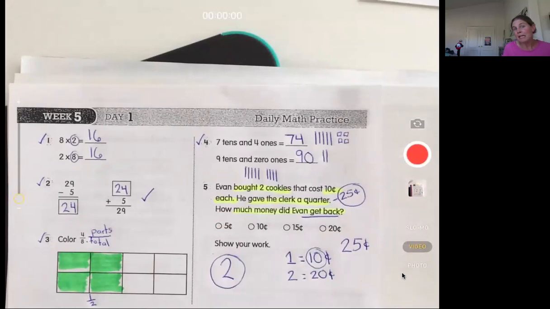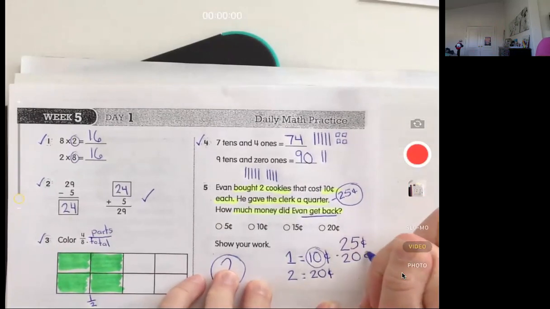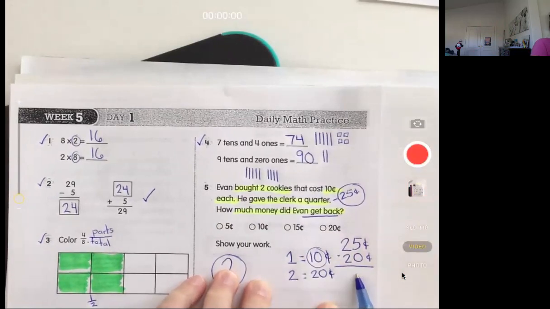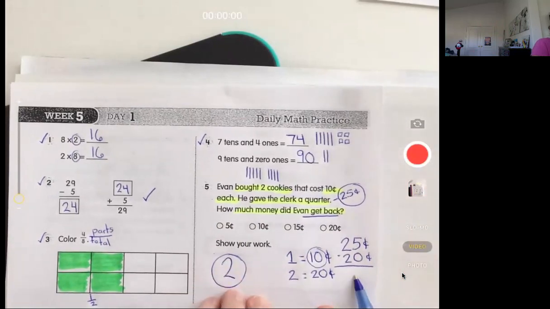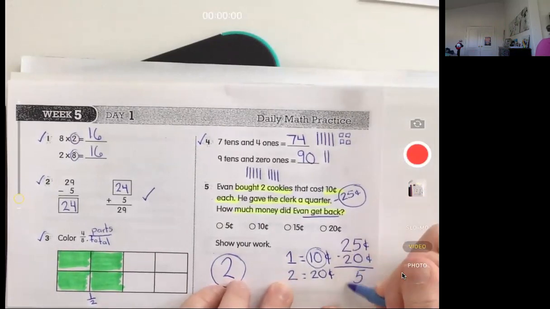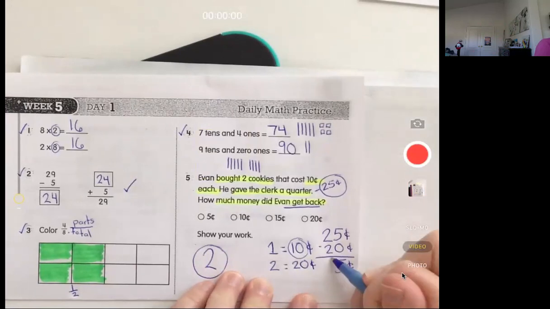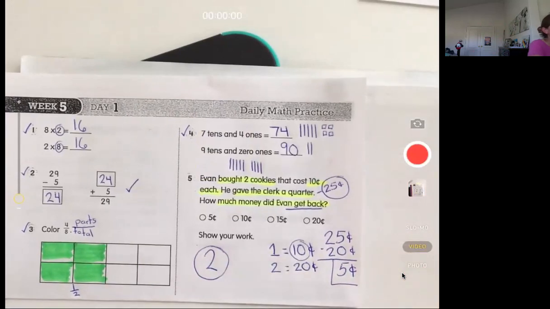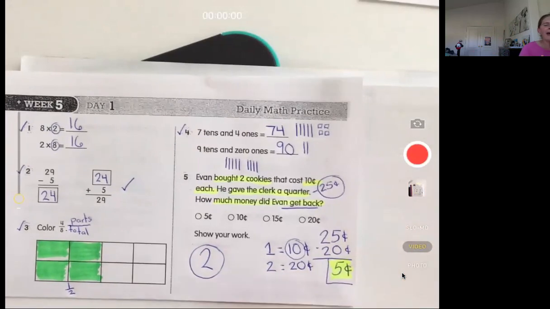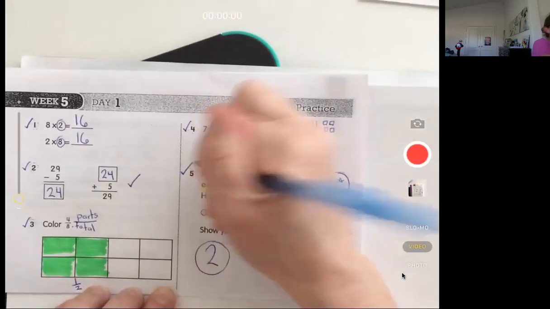I bet he had some money in his pocket and he took out a quarter and he said, "Here you go." And she said, "Thank you. Your cookies cost 20 cents." Let's subtract and see how much change Evan got back. 5 minus 0 is 5. 2 minus 2 is 0, so I don't put anything, and I bring my units down, which is cents. So 5 cents is the answer. That's how much money Evan got back. Okay, give yourself a mark for number 5.